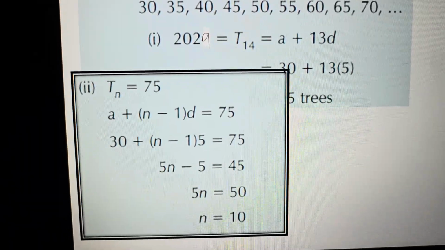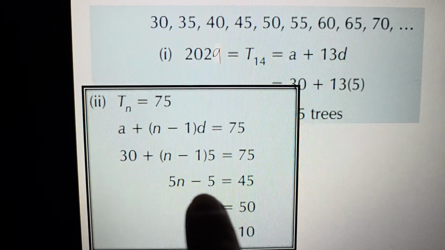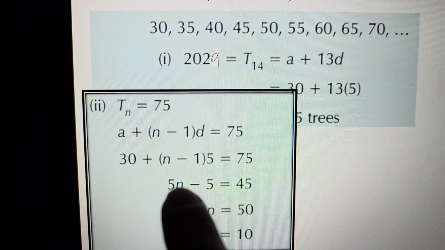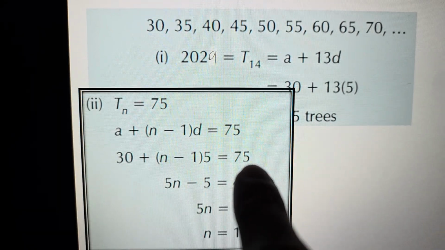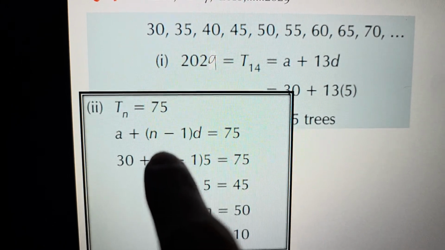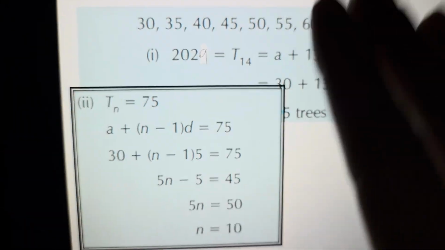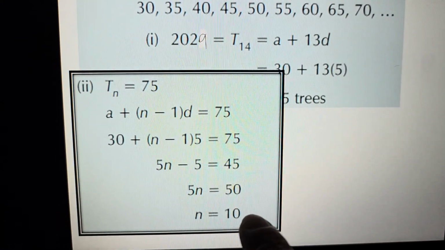Okay, so my T of n formula, which tidied up to be 5n minus 5, let that equal your 75. Or sorry, it actually tidied up to be 5n minus 20 plus 25 is what it was. We brought the 25 over, subtracted it, tidied it up. We'll eventually get out that n is equal to 10.